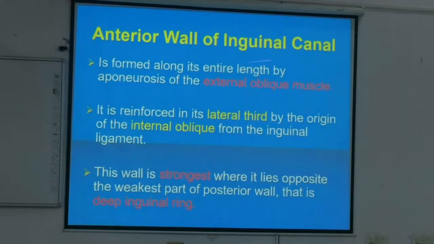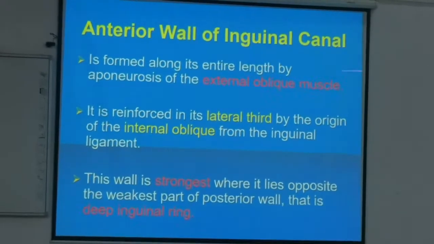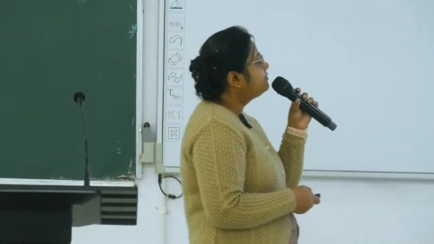So, the anterior wall of the inguinal canal is formed along its entire length by the aponeurosis of the external oblique muscle, and it is reinforced in its lateral third by the origin of the internal oblique from the inguinal ligament. Okay. In the lateral third only the internal oblique is present. And in the lateral third the deep inguinal ring is also present on the posterior wall. So, this wall is strongest where it lies opposite the weakest part of the posterior wall, that is the deep inguinal ring. Okay. So, mainly external oblique muscle and in the lateral third the internal oblique. Okay.